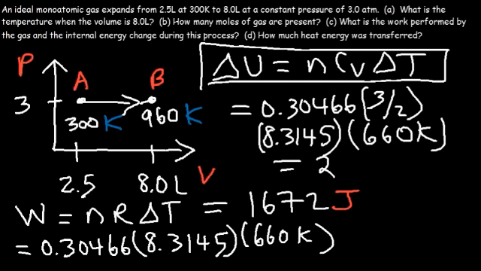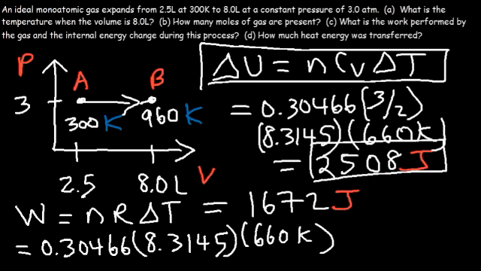So this gives us a value of 2,508 joules. So that's the change in the internal energy of the system. So now how can we answer part D? How much heat energy was transferred? Well, there are different ways in which we can do that.